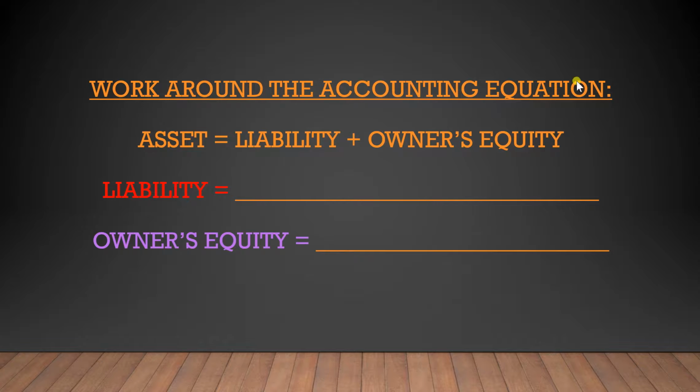So now we can actually work around the accounting equation. So you see, assets equal to liability plus owner equity. If they ask you to look for the accounting equation starting from the liability, how do you find it? How do you work around the accounting equation? So you have liability here, this is plus. If we want to look for this, we move it over to the asset side, then it will become minus. So liability will be assets minus owner equity.